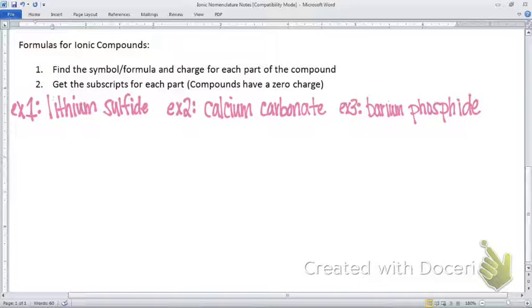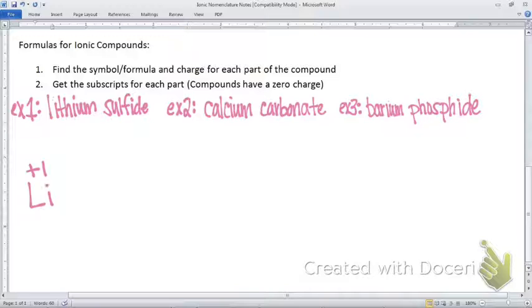Let's try out example number 1, lithium sulfide. Lithium is the metal with the symbol Li, and that's what we have to do first. Get the symbols and the charge. So lithium is Li, and it has the charge of +1.